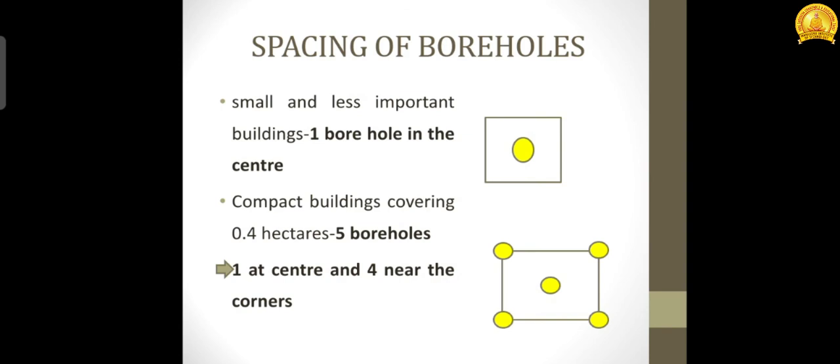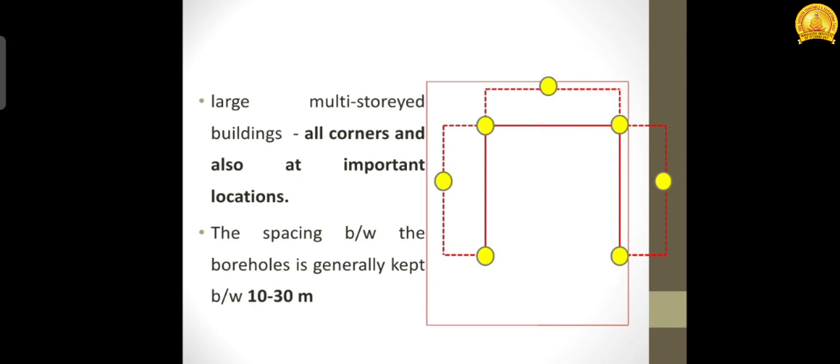Next is the spacing of boreholes. For small and less important buildings, there should be one borehole in the center. This is shown in the first figure. And for compact buildings covering 0.4 hectares, there should be 5 boreholes, 1 at the center and 4 at the corners. For large multi-storeyed buildings, there should be boreholes at all corners and also at important locations.